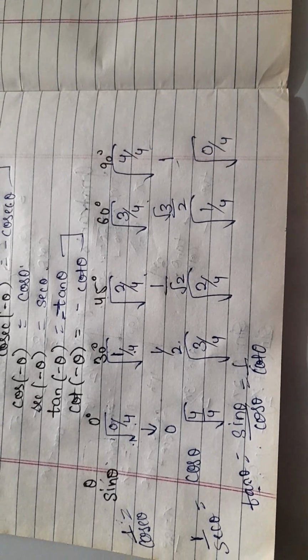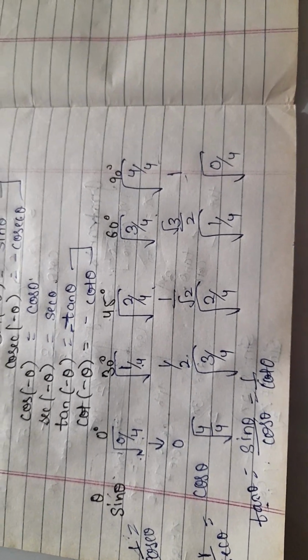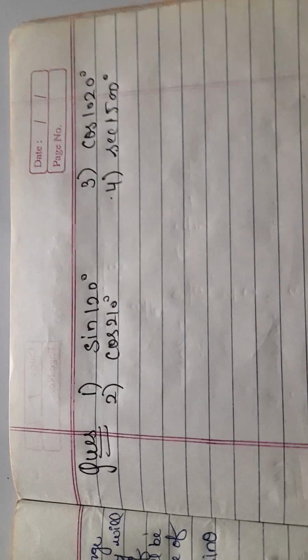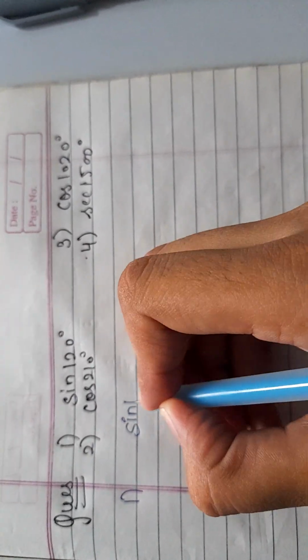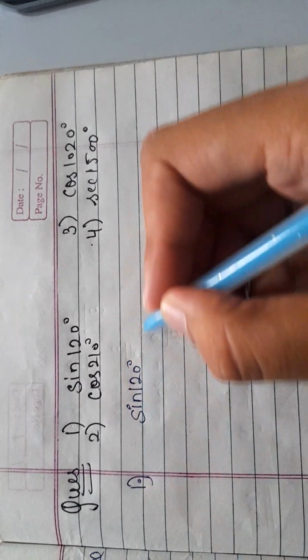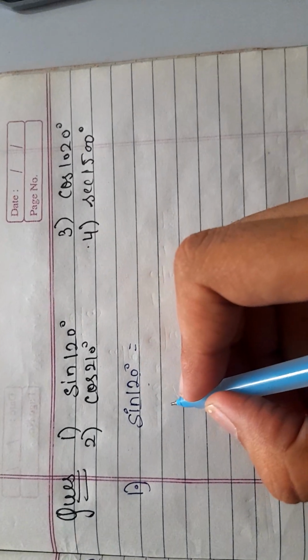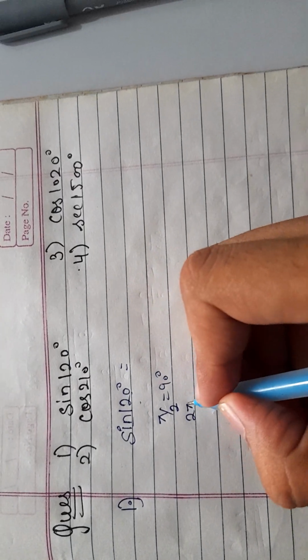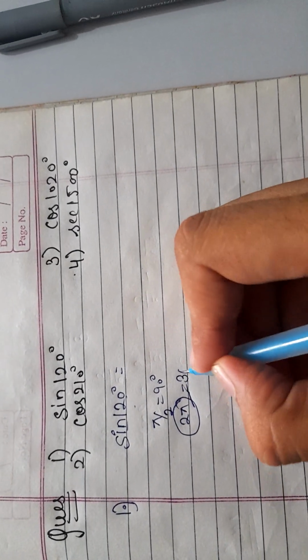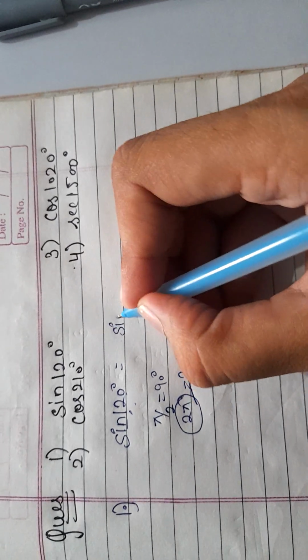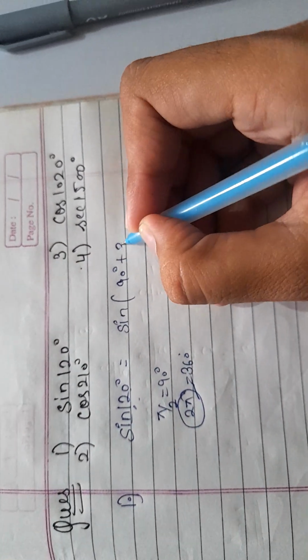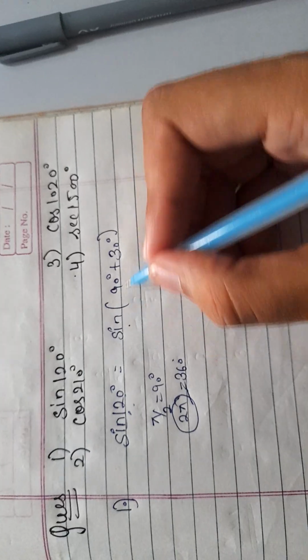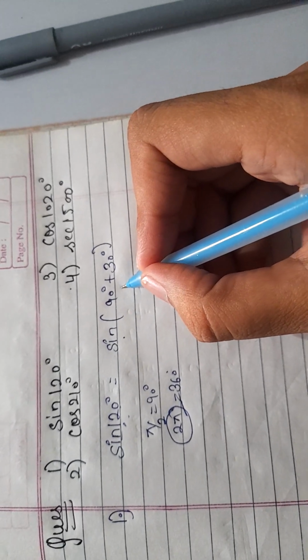Okay, now we will solve some questions based on trigonometric ratios. We will try to solve this. First is sine 120. We will convert it in terms of pi by 2, meaning 90, or 3 pi by 2. We can write it as 90 plus 30, as it will go in the second quadrant.